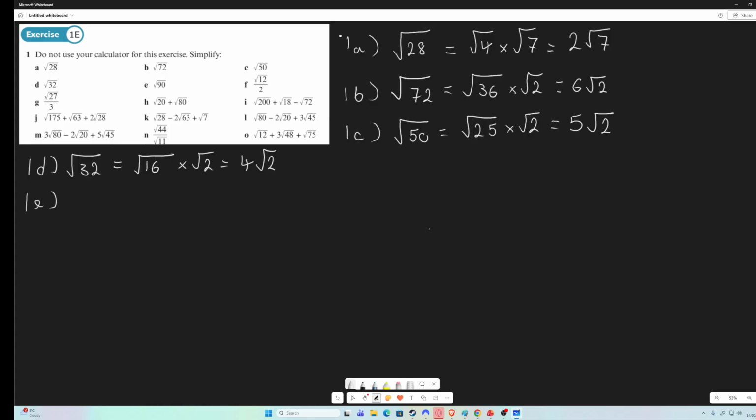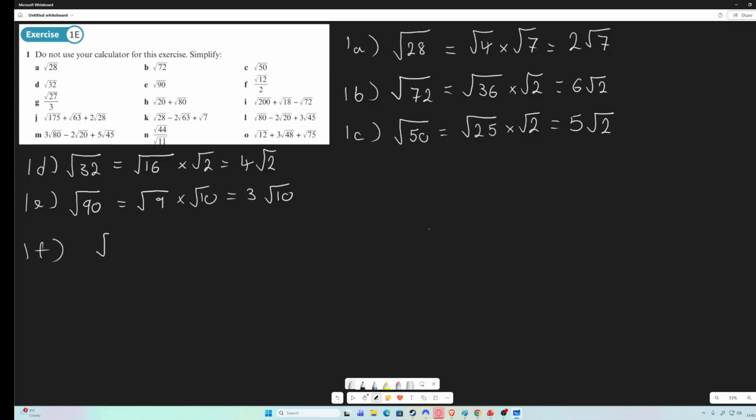1e, we have root 90. No, sorry. Root 9 times root 10, which is 3 root 10.